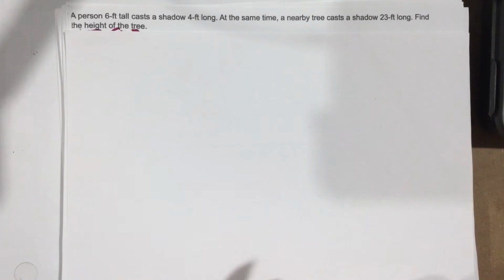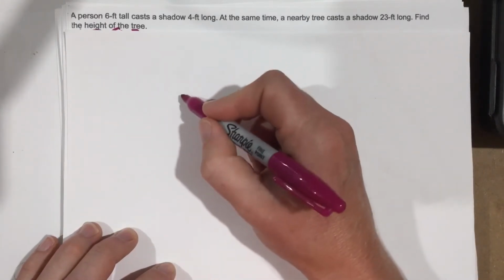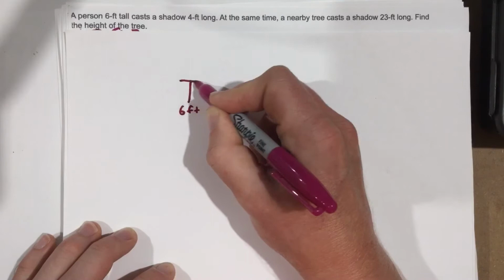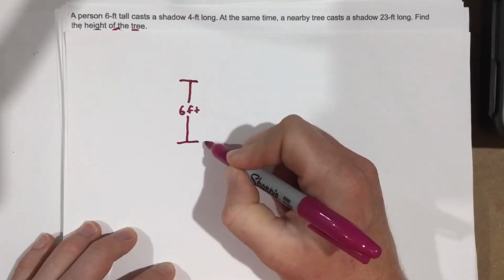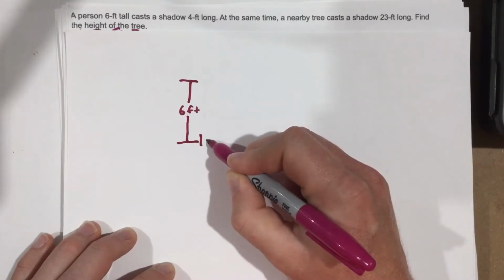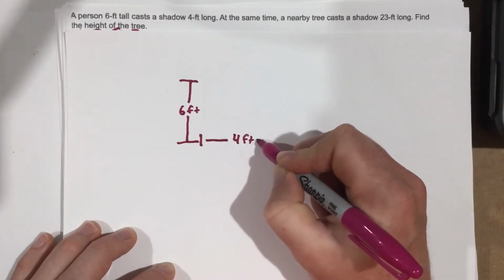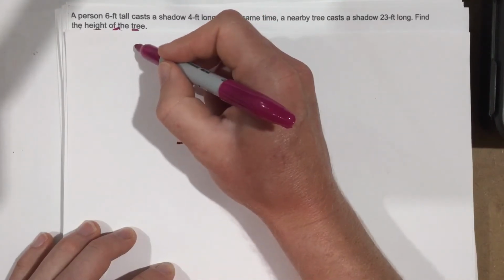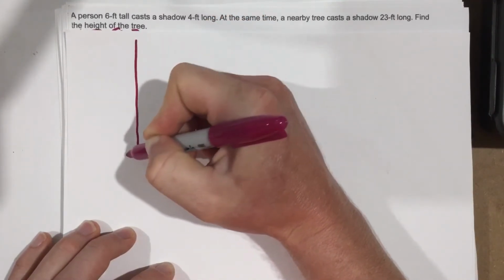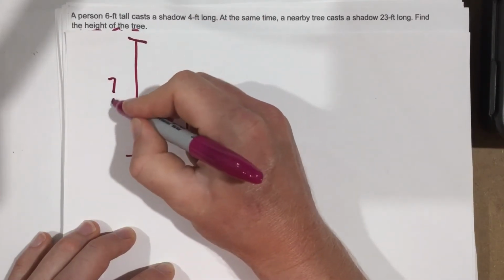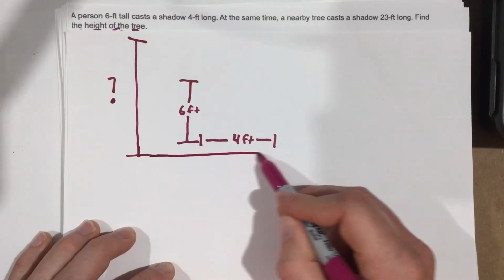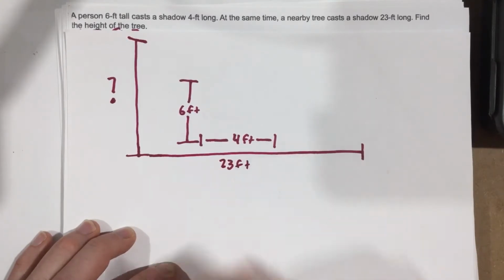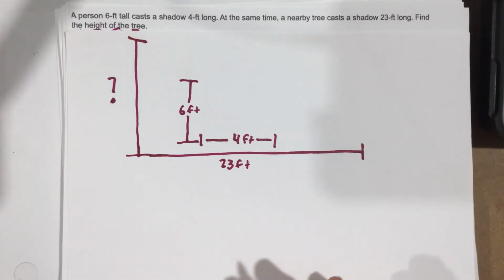So let's draw a picture here. I'm not going to draw the person and the tree, but we can say that this is 6 feet, and this is the person here. And they're casting a shadow which is 4 feet. And then you've got this tree. We don't know how tall the tree is, but we'll draw it. We're not sure how tall the tree is, but we know it casts a shadow that is 23 feet. So hopefully that picture dictates what we're looking at in this problem.